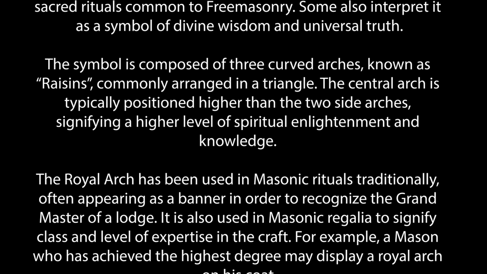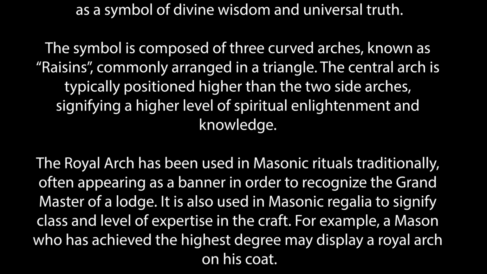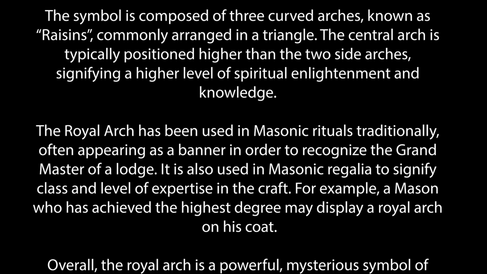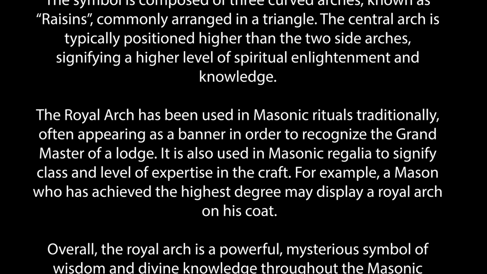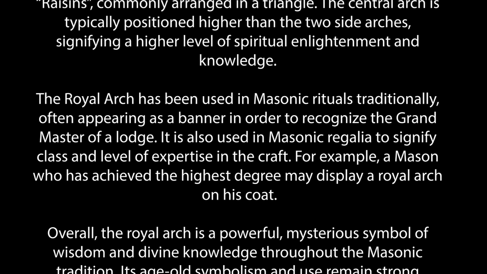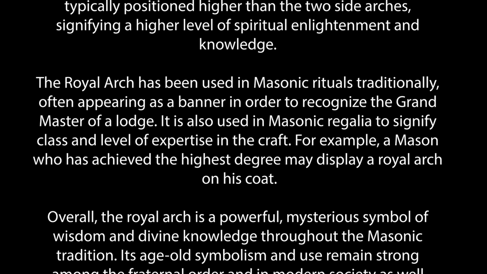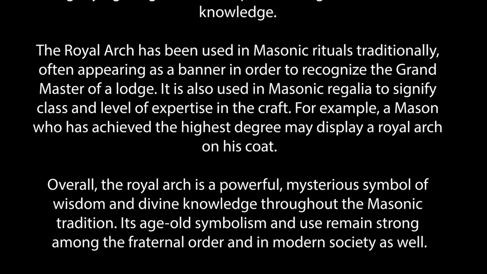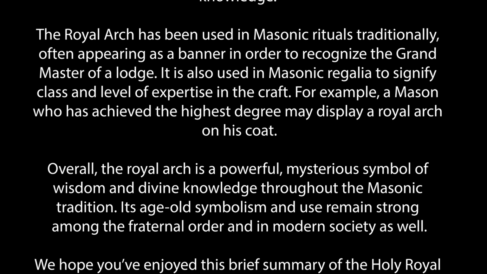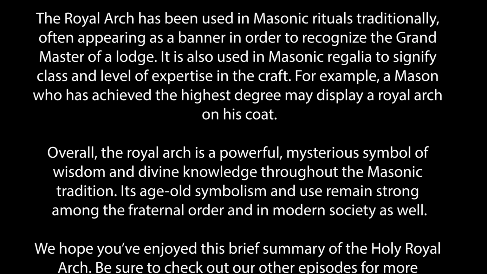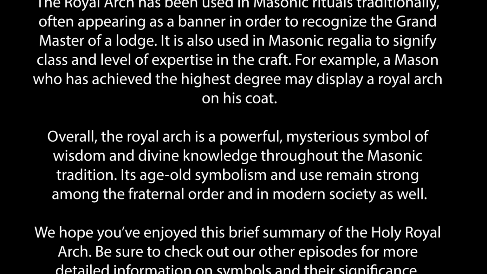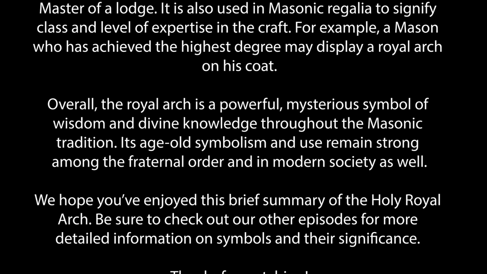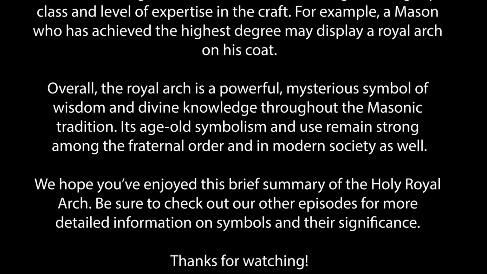knowledge. The Royal Arch has been used in Masonic rituals traditionally, often appearing as a banner in order to recognize the Grand Master of a lodge. It is also used in Masonic regalia to signify class and level of expertise in the craft. For example, a Mason who has achieved the highest degree may display a Royal Arch on his coat. Overall, the Royal Arch is a powerful, mysterious symbol of wisdom and divine knowledge throughout the Masonic tradition. Its age-old symbolism and use remain strong among the fraternal order and in modern society as well.